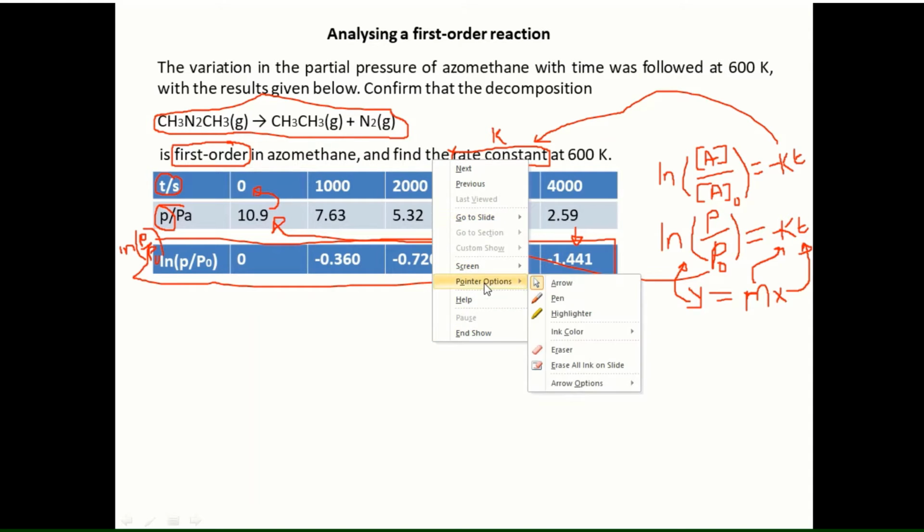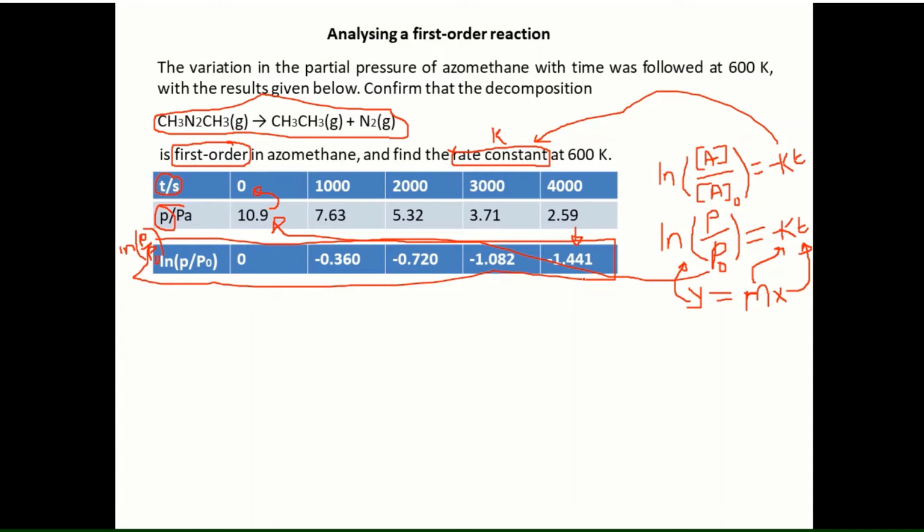So let me also show you how I got these values. In order to get this value, I will use ln. What is the pressure? The pressure is 10.9, because that's final and initial if we're considering only the first part. And that is like ln 1, which becomes 0. That's how we got this part here.